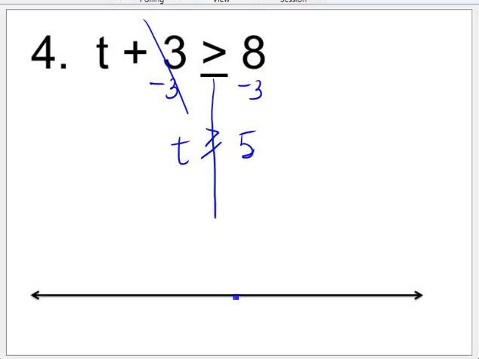I'll go ahead and place 5 on the number line with some other numbers. And this time I'm going to have to use a closed dot, meaning that 5 is included in part of my solution. I'm going to shade to the right. And there's the graph of this solution.